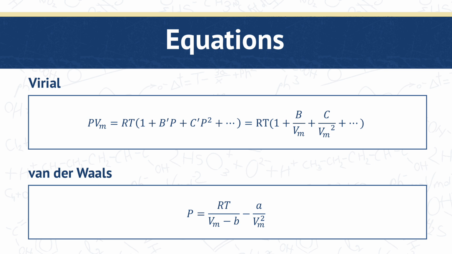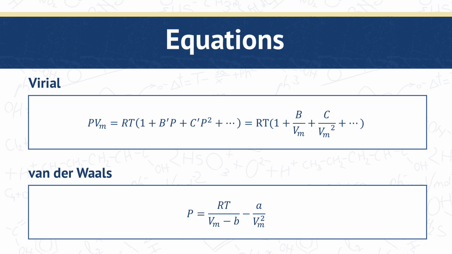First up, the virial equation, which is PVm equals RT times 1 plus B prime P plus C prime P squared and so on and so forth. This is also equal to RT times 1 plus B over Vm plus C over Vm squared and so on and so forth. If you observe the terms in the parentheses, these are series, and the virial equation becomes more and more accurate as more terms are added.